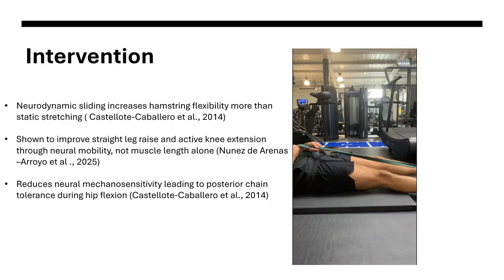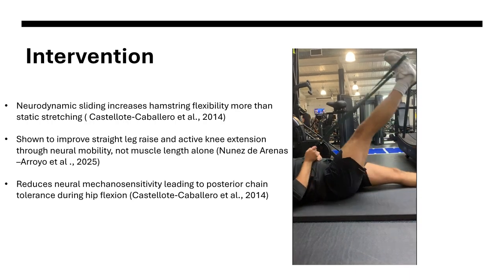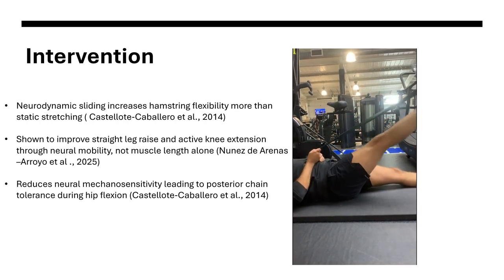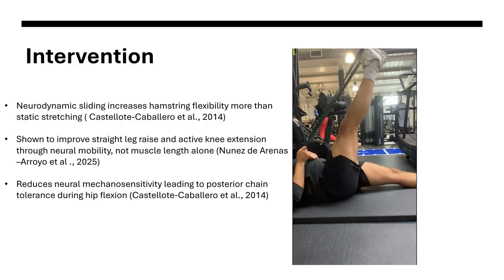To address the suspected right side posterior chain restriction, we use neurodynamic sliding or hamstring flossing. Research shows that neurodynamic sliding can improve hamstring flexibility more effectively than static stretching by increasing neuromobility rather than just muscle length. Two studies have both found significant improvements in straight leg raise and hip flexion after neuromobilization. This makes flossing highly appropriate for restoring hip flexion tolerance and reducing protective stiffness.